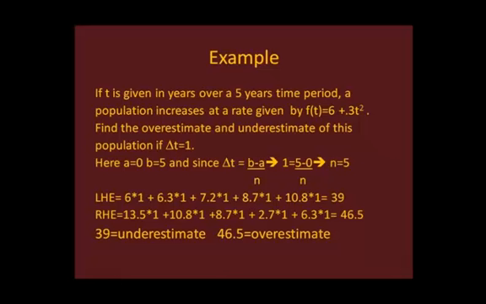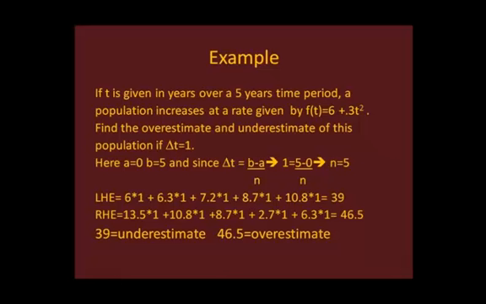So if t is given in years over a 5-year time period, a population increases at a rate given by f of t equals 6 plus 0.3 t squared. Find the overestimate and underestimate of this population if delta t equals 1. So here, A will be 0 and B will be 5 because we're looking over 5 years. So we're starting at time 0 and ending at time 5. Since delta t equals 1, we're going to be counting by ones. So we'll look at 0, 1, 2, 3, 4, all the way up to 5, which is B, our endpoint.